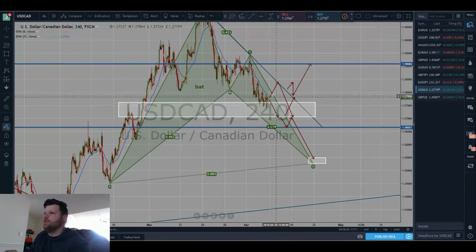So yeah, that's what I'm waiting for with UCAD. If we do get a break of this trend line, you can buy off of the break and the retest of that trend line. If you get a rejection to the downside, you could sell off of the rejection of that trend line. And then if we do get a break of this horizontal line down here, then we can get in on the completion of the bat pattern. We're just waiting to see what UCAD is going to do this week.